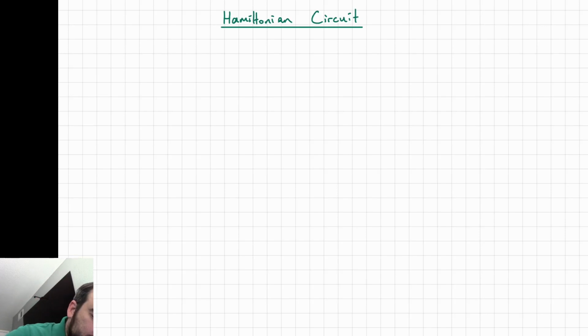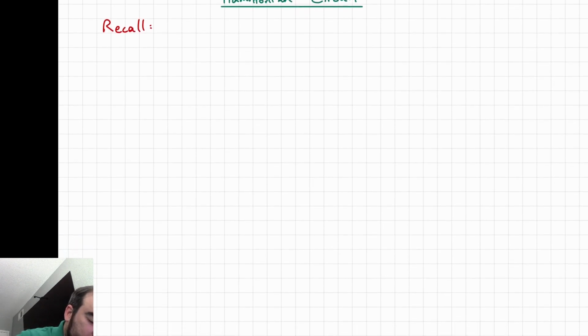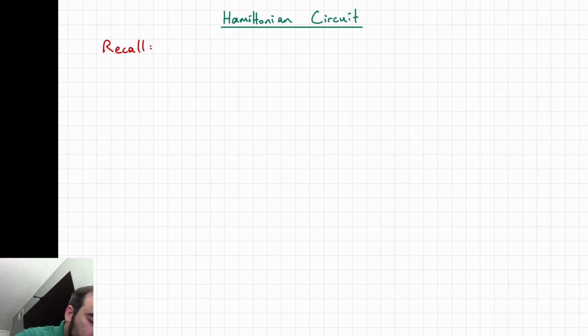If you guys remember before break, we dealt with these things called graphs. And if we recall, the person that we were concerned with before break was Euler. We talked about Euler paths and cycles, which essentially used every edge exactly once.